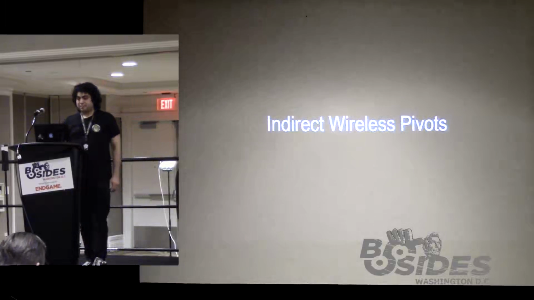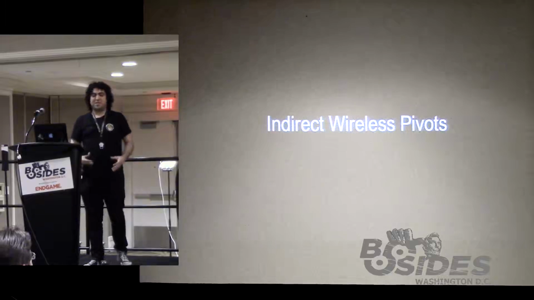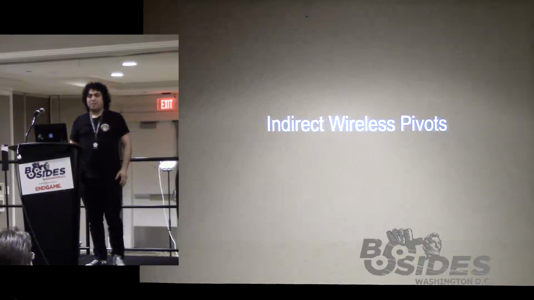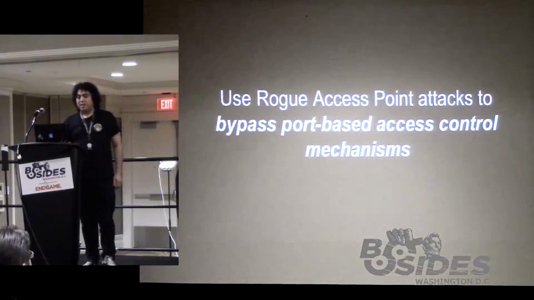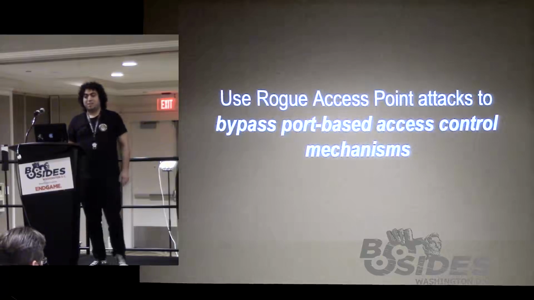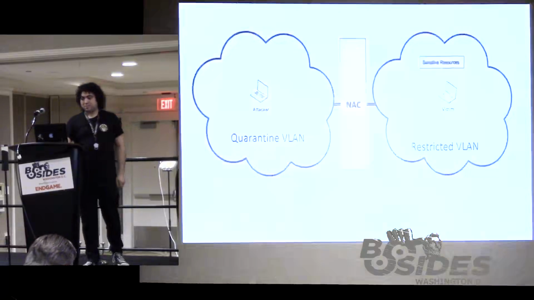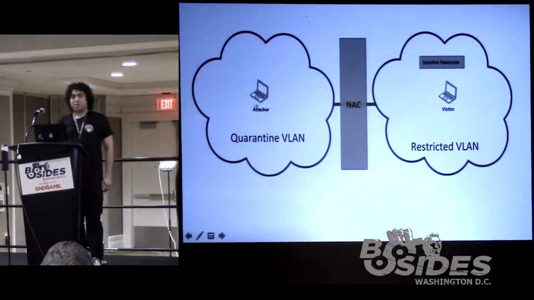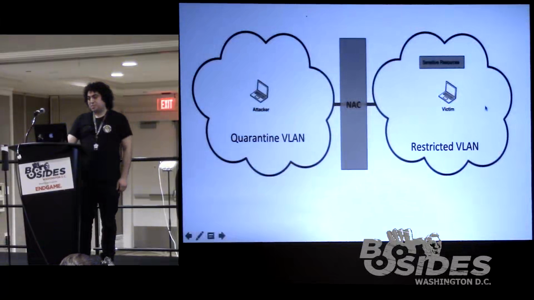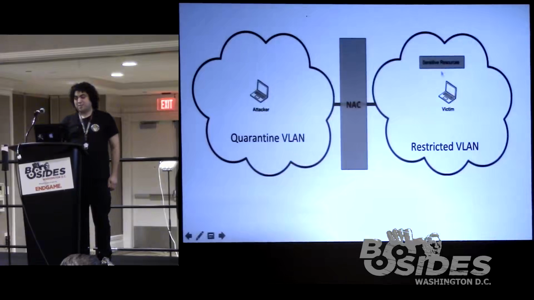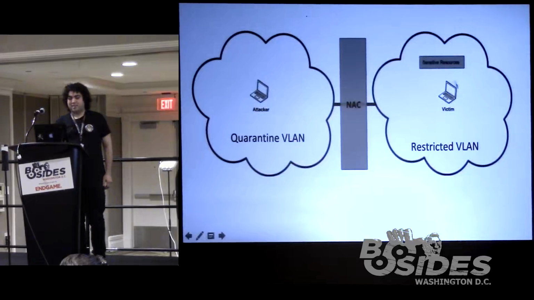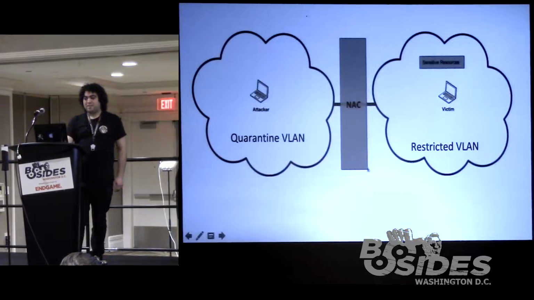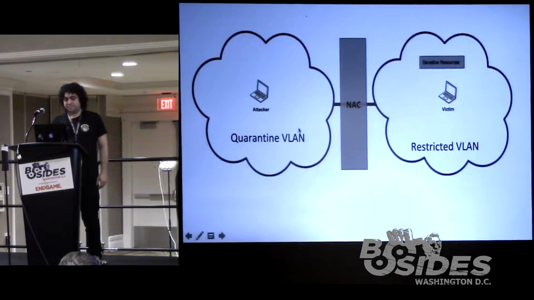So back to our scenario. We can use this technique that we just talked about, the hostile portal. We can build off of that to do something called an indirect wireless pivot. And that's a way of using rogue AP attacks to bypass port-based access control mechanisms. So we mentioned here that we're stuck on our quarantine VLAN, and we want to get over to this restricted VLAN and be able to access these sensitive resources here. And we have a victim device that is on the restricted VLAN as well. And we have this NAC that is preventing us from doing that.